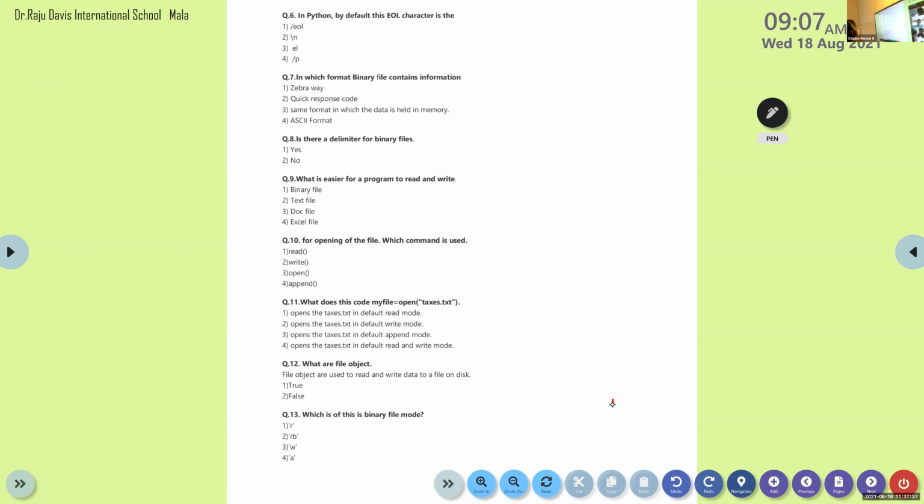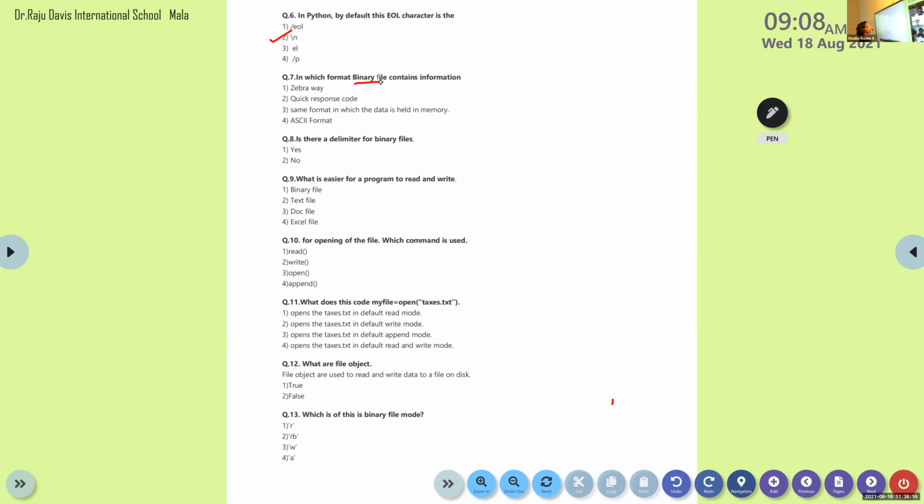Sixth one, in Python by default, which is the end of line character? First one, right? Is it first one? No. Second one? No. Third one? What's the answer? Second one. Next. In which format does a binary file contain information? Binary.